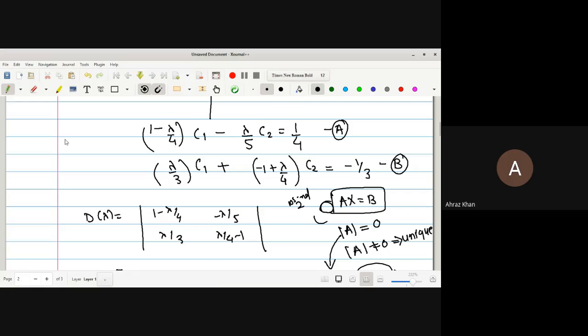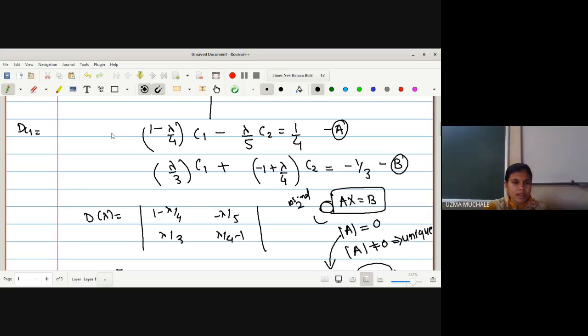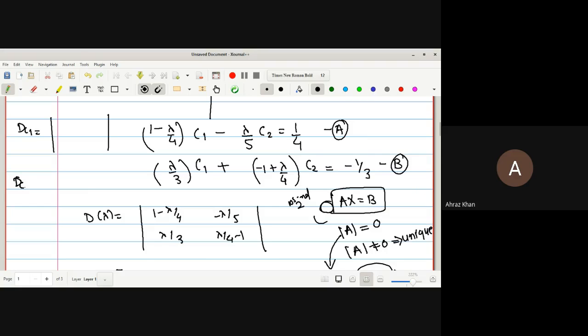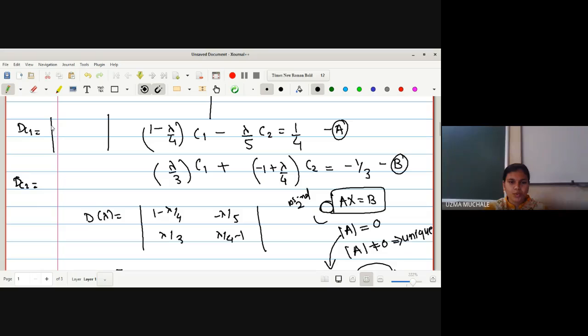Ma'am, dC1 is 1 by 4, minus 1 upon 3, minus lambda upon 5, lambda upon 4 minus 1. Okay, just tell me what I should write in the determinant. The first row will change to the constant row. The first row changes to constants 1 by 4 and minus 1 by 3, and this will be as it is, the coefficients of C2, minus lambda upon 5. Next one is minus 1 plus lambda by 4.